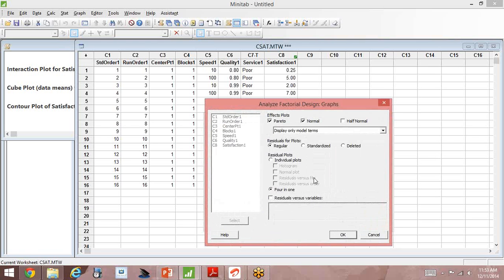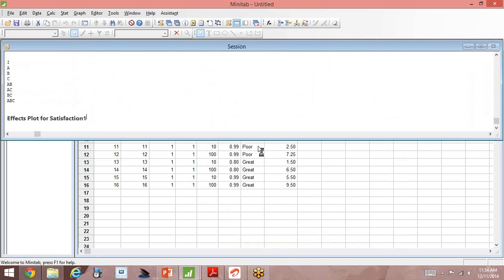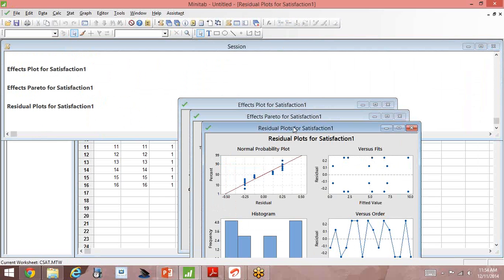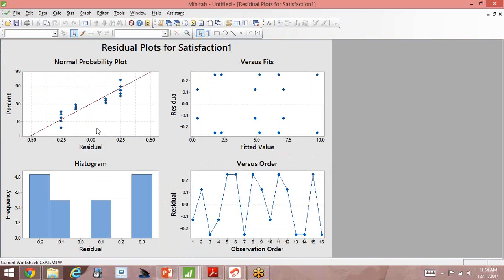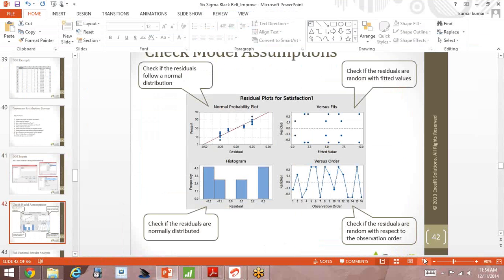Now let me click on graphs. We have Pareto, normal chart. For our ease of understanding, I'm selecting 4 in 1. When I say 4 in 1, that means histogram, normal plot, residuals versus fits, and residuals versus order. Everything would appear in a single chart instead of having multiple charts. So when I click OK, these are the various charts that get generated. But how do I interpret these charts? What does each chart mean? We'll discuss those here. Let me put it in slideshow mode.